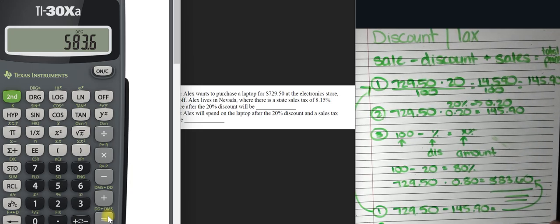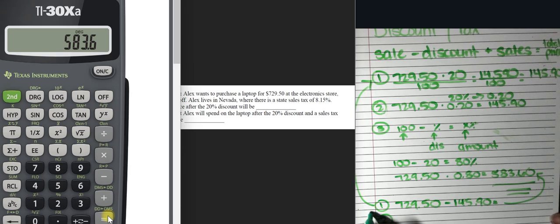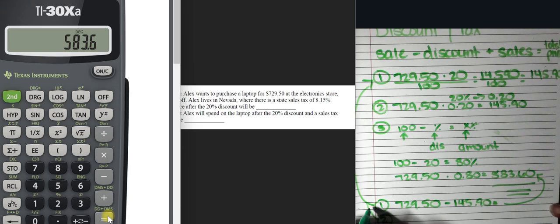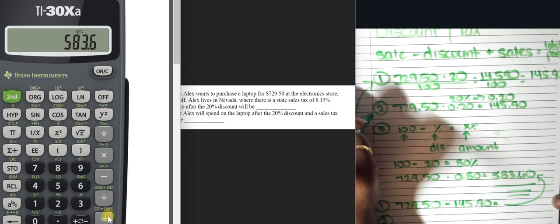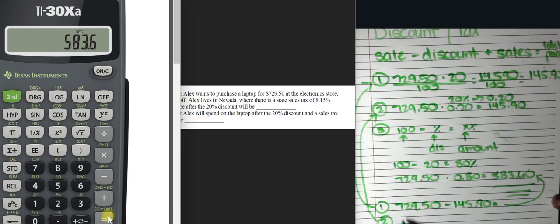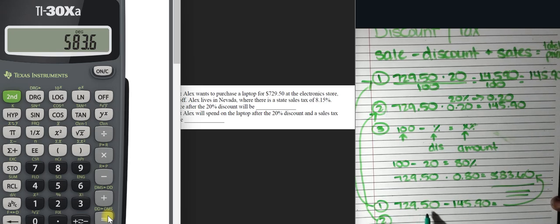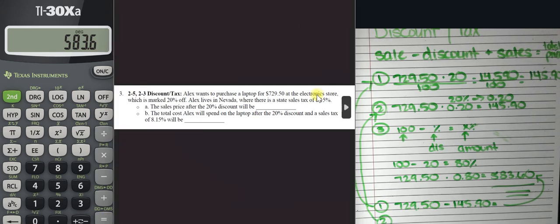And you would do the same thing for method 2, right? You would do the same process. You would just subtract $145.90 from that $729.50 for you to come out with that same amount. So that is part A. Part A, we know that the sale price is now going to be $583.60. So part B is, well, what is the total price going to be?